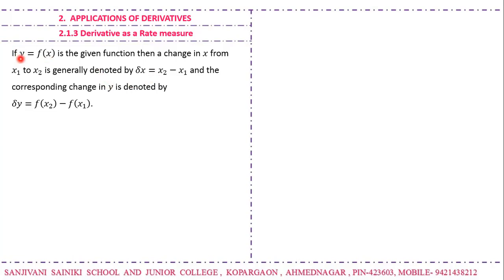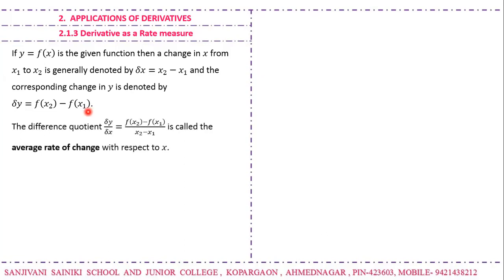As here y is a function of x, y depends on x. And x is changing from x1 to x2, which means there is a gradual change in the variable x, it is delta x. Because of that change, the corresponding change must be there in y, because y depends on x. So what is the change in y? It is delta y. So f of x2 minus f of x1 is the change in y.